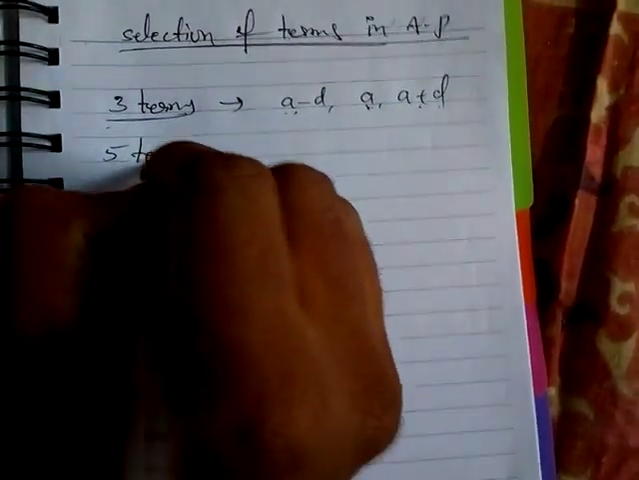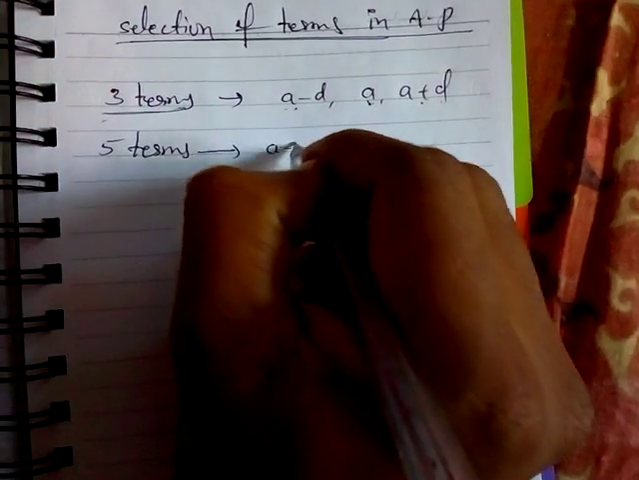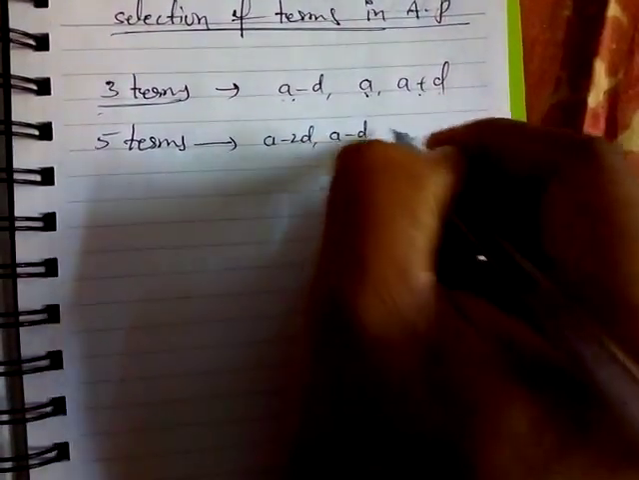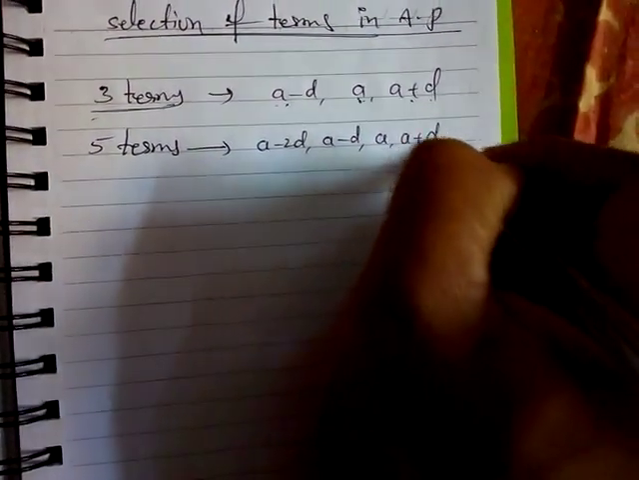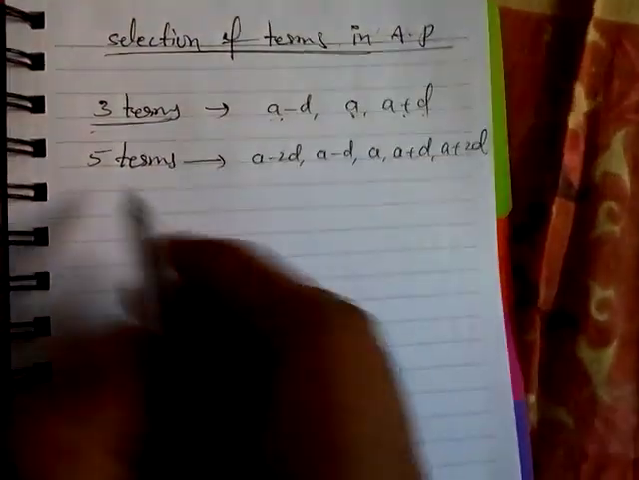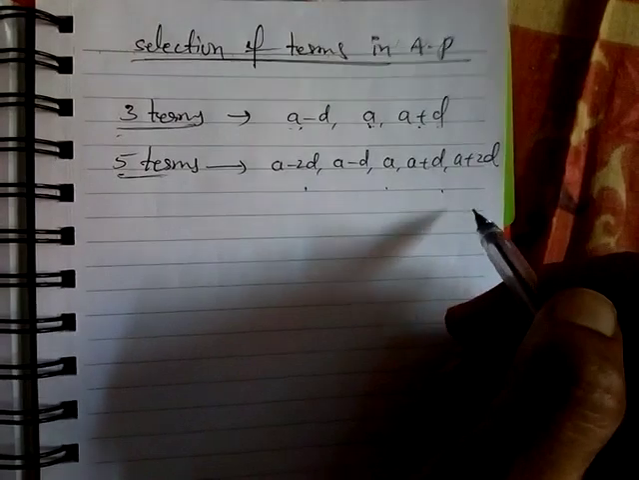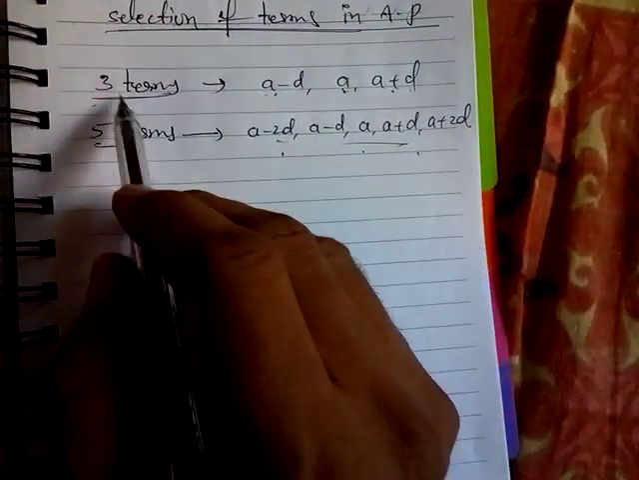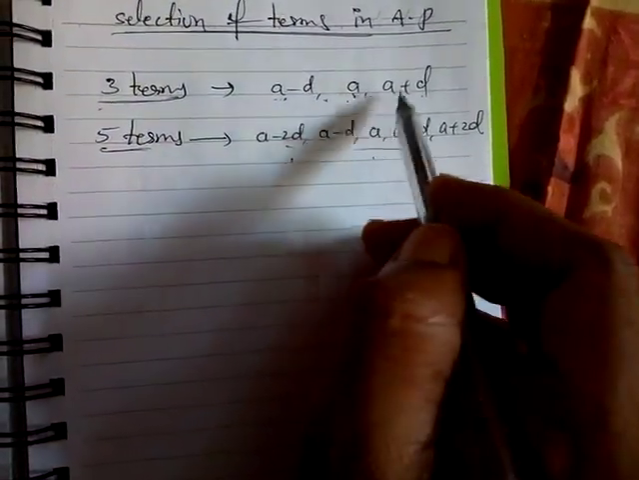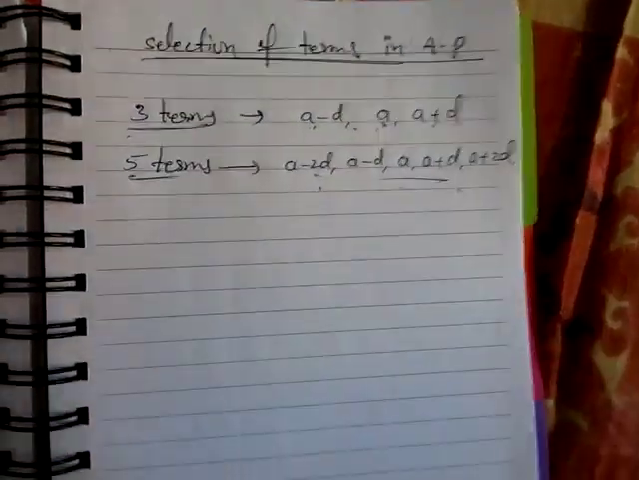5 terms: A minus 2D, A minus D, A, A plus D, A plus 2D. In a problem where 5 terms are there, you take them as A minus 2D, A minus D, A, A plus D, A plus 2D. This is 5 terms. 3 terms means A minus D, A, A plus D. These are the properties of AP.